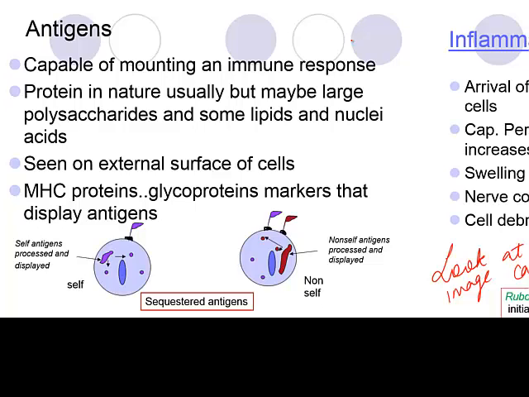Do females have any sequestered antigens? It just sounds like lens. Maybe they do, but none that I know of. Okay, thanks.